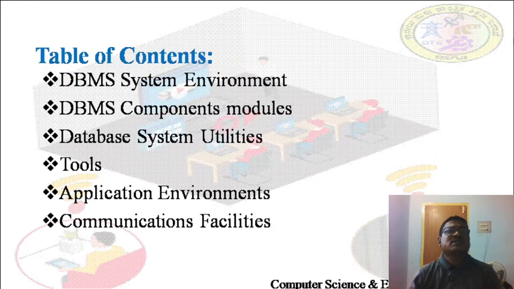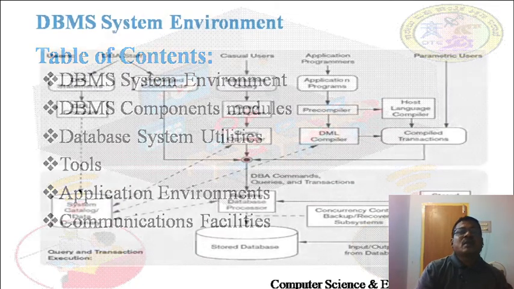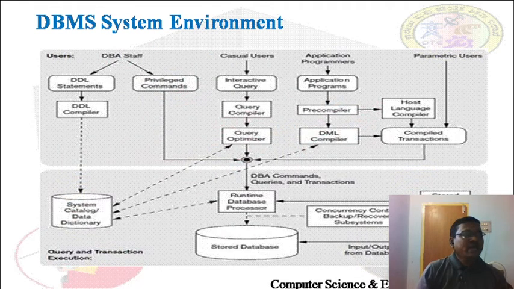Today we are going to discuss the DBMS system environment, DBMS component modules, database system utilities, tools, application environments, and communication facilities. Let me define what the DBMS system environment is. It is a collection of components that regulates the group of data, data management, and use of data which are stored in the database. In this figure, we have two parts, the lower part and the upper part.